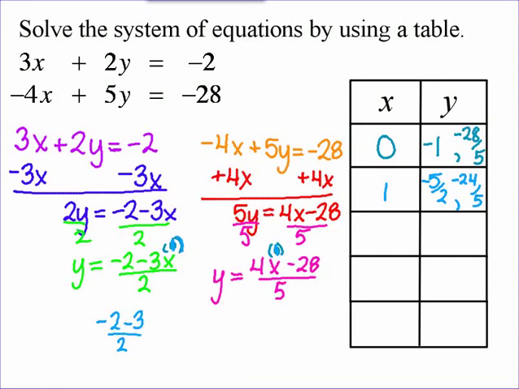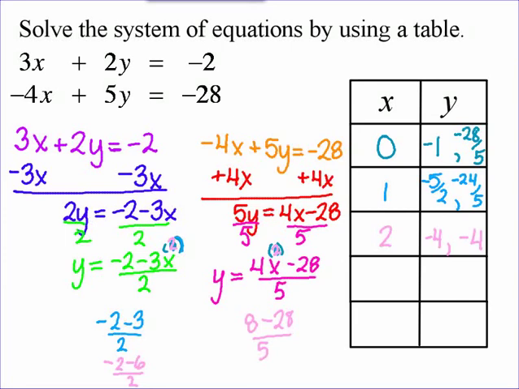So let's go ahead and try 2. I'm going to plug in 2 up here. So I end up getting -2 minus 6, over 2, which is negative 8 over 2, which is negative 4. Let's plug in 2 over here. What's 4 times 2? 8. Minus 28 is negative 20, over 5? Negative 4.